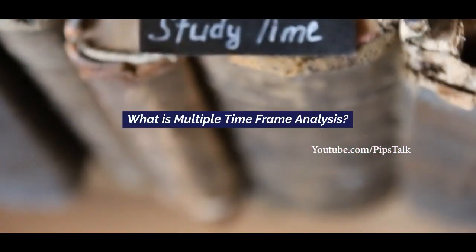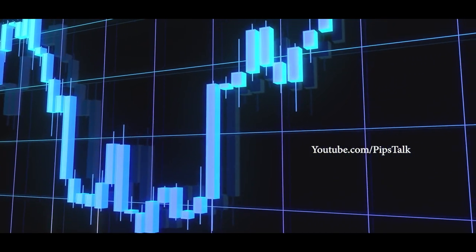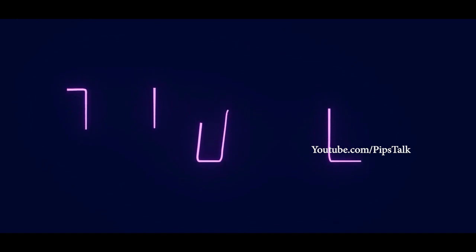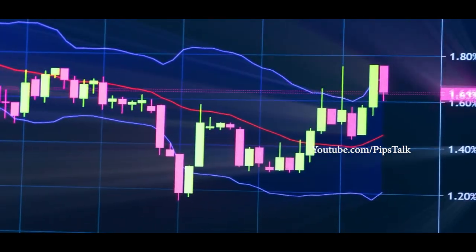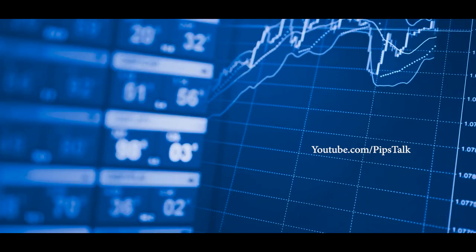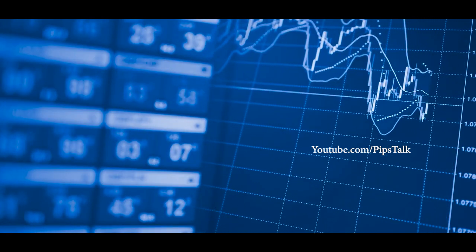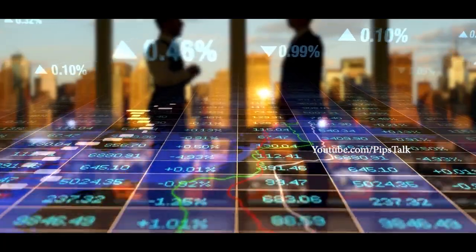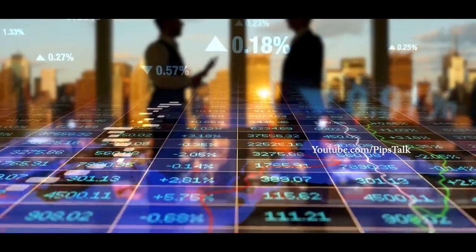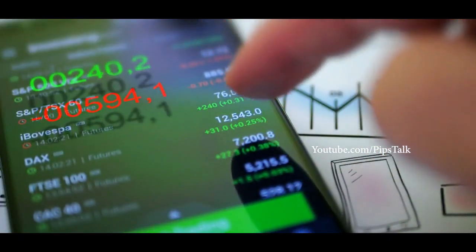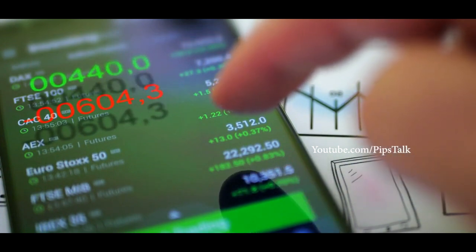What is multiple time frame analysis? Before we explore the how, let's clarify the what. The essence of multiple time frame analysis. Multiple time frame analysis is the practice of examining the same currency pair on different time frames. Each time frame provides unique insights into price action, trends, and potential trade setups. This technique allows traders to confirm signals, identify trends, and make more informed trading decisions.